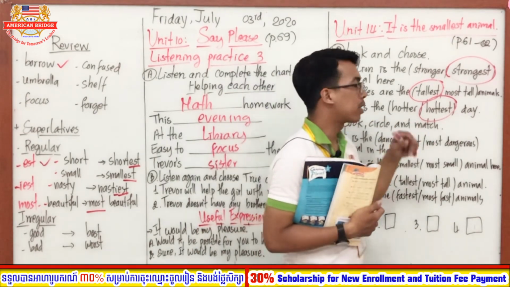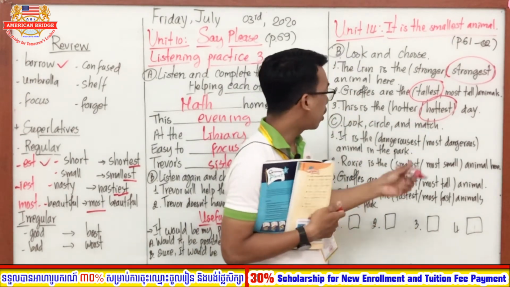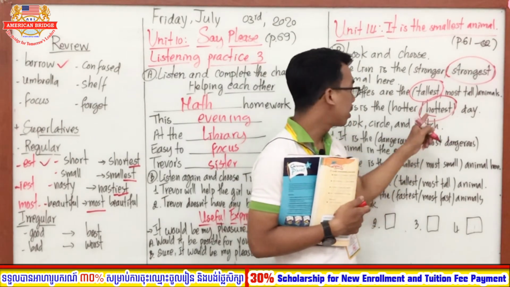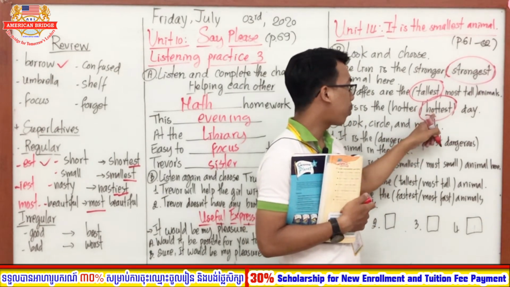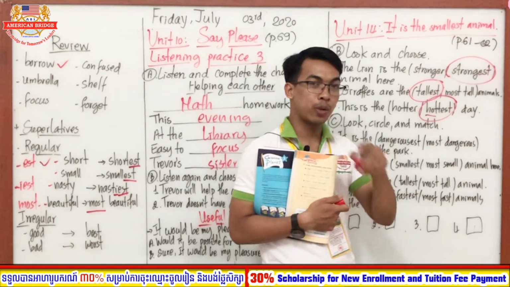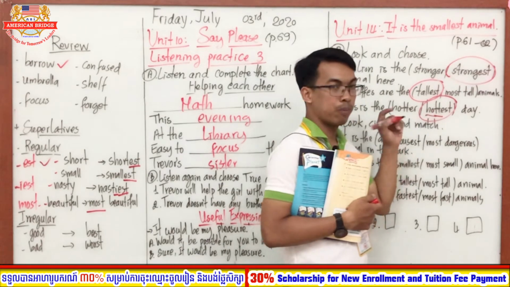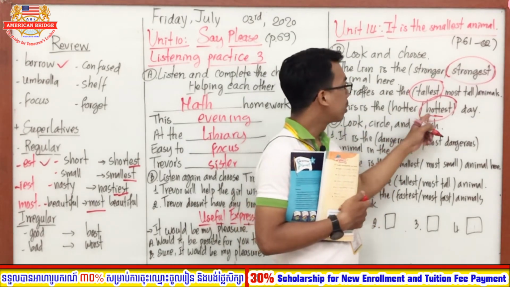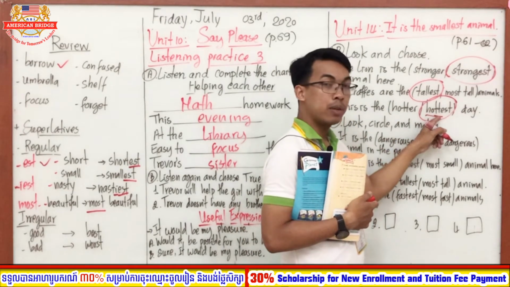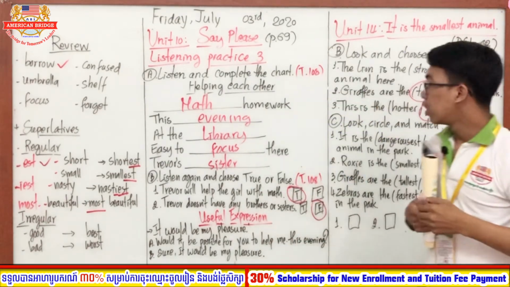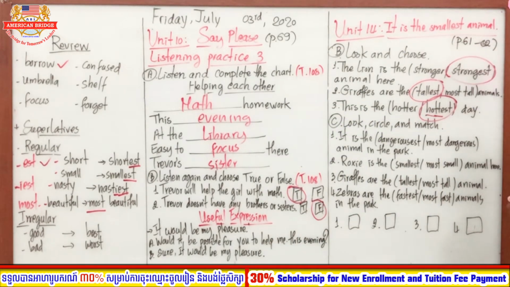So hot, only one syllable, and it has one consonant sound, one vowel sound, and one consonant sound. So we add a double consonant to the last letter, TT. You see, everyone? Good. So it becomes hottest. Good. So this is about the first exercise.